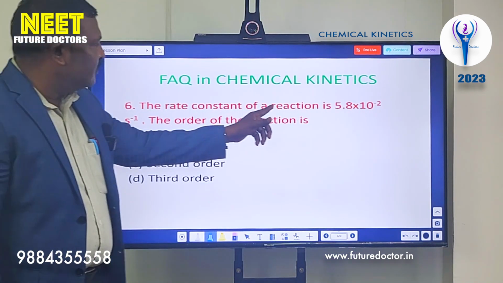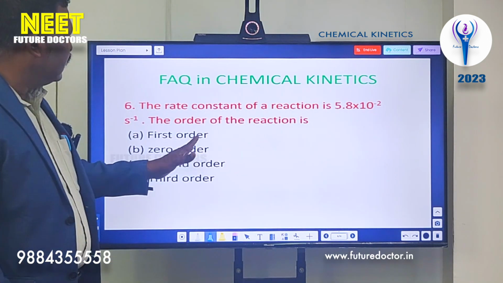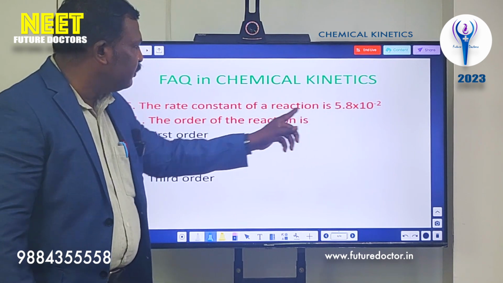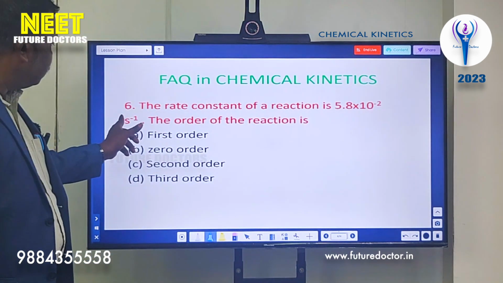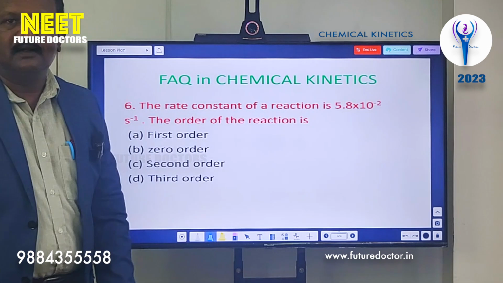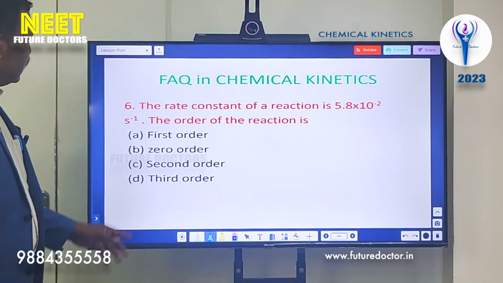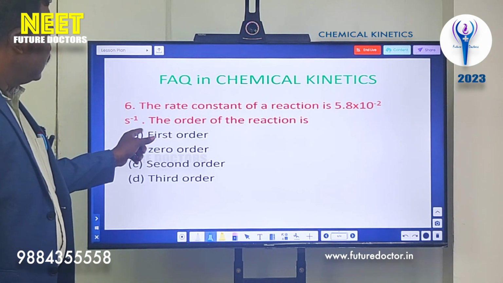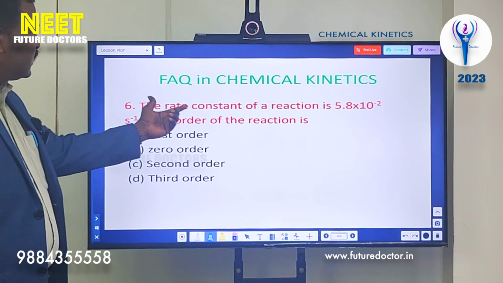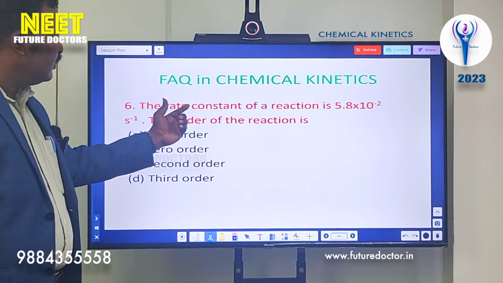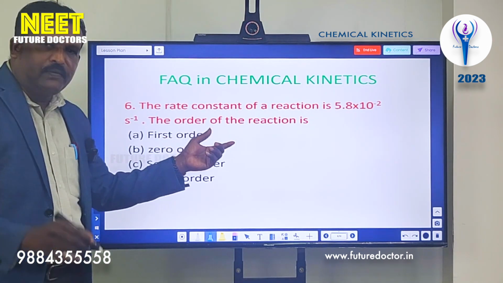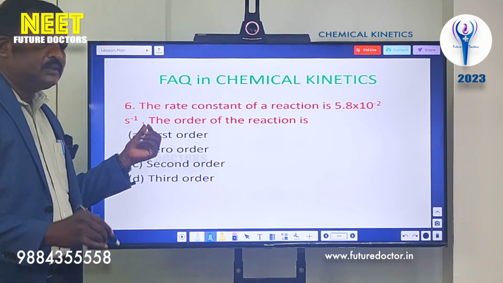Rate constant of a reaction is 5.8 into 10 power minus 2 per second. The question is the order of reaction. Understood? We have to find out whether it is first order, second order or third order. See, only the rate constant K is given, that value is given, and the unit is given. Here, to find out the order, we can find it from the units only.